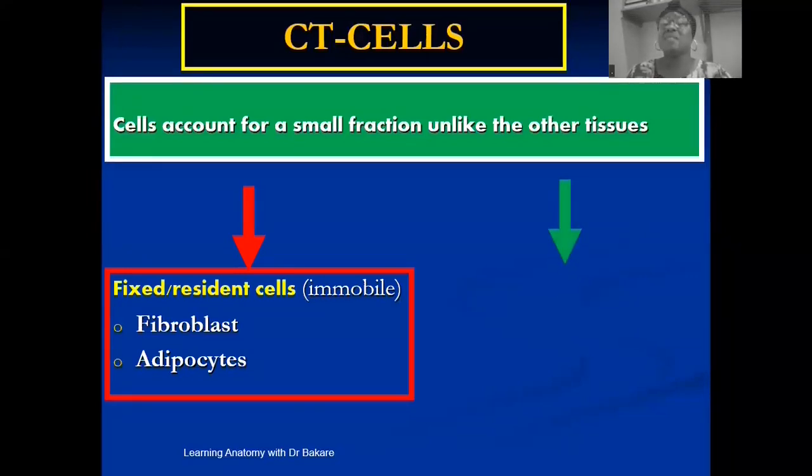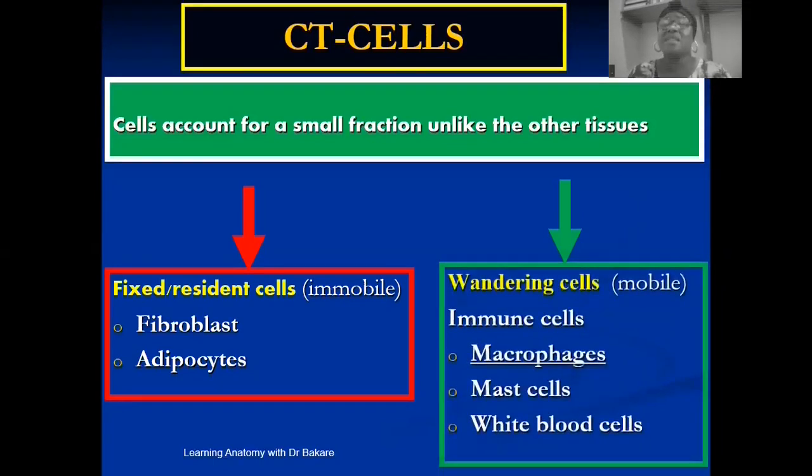And the other class of cells that we have in the connective tissue are wandering cells. These are transient cells. They are mobile. They have the capacity to move from one region to the other. And this includes the immune cells. We have the macrophages. These macrophages are generally fixed, but we have some seen to be wandering, and this is why we list them under the wandering cells. Then we have the mast cell and we have the white blood cells. These cells are mobile, hence they have the capacity to move from one region to the other. And going further, we'll be looking at each of these cells to see their features and the functions that they exhibit within the connective tissue.